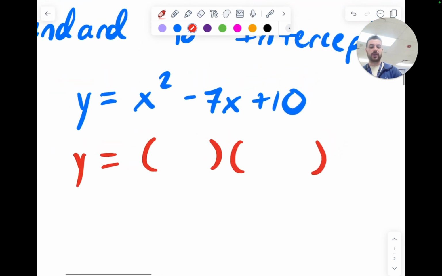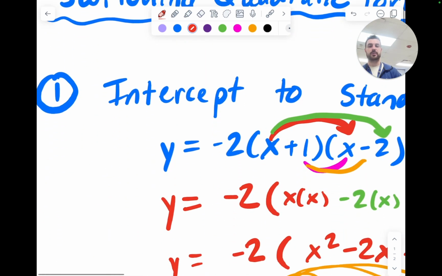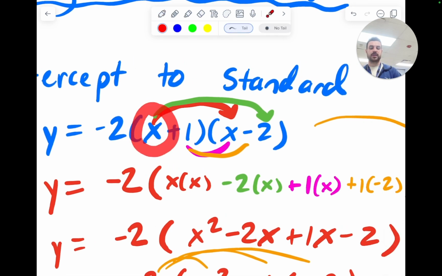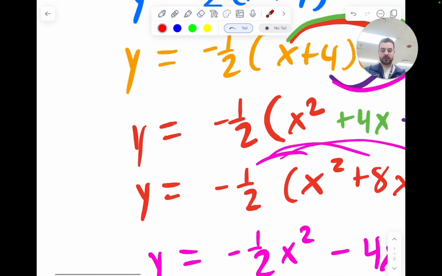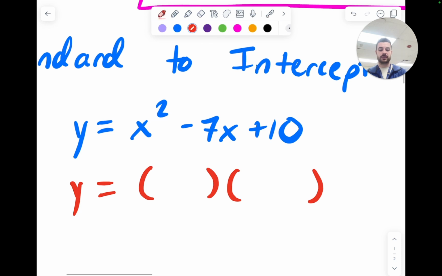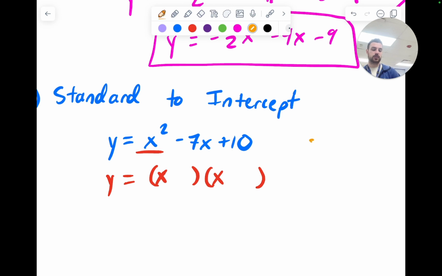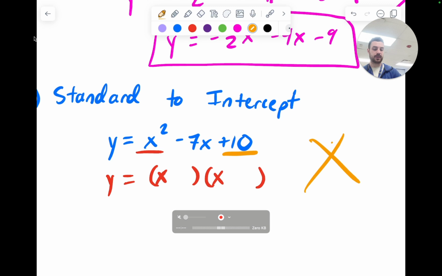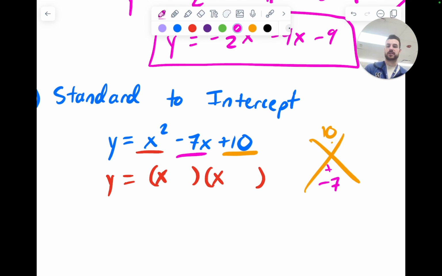So if we think about it, in our first step, when I multiplied the first value in the binomial and the first value in the other binomial, I got my x squared. So what that tells us here is this value and this value should also multiply to x squared. Because these are going to be binomials each, we are going to have x and x. And now what I really need is two numbers that are going to multiply to positive 10 and then add to negative 7.